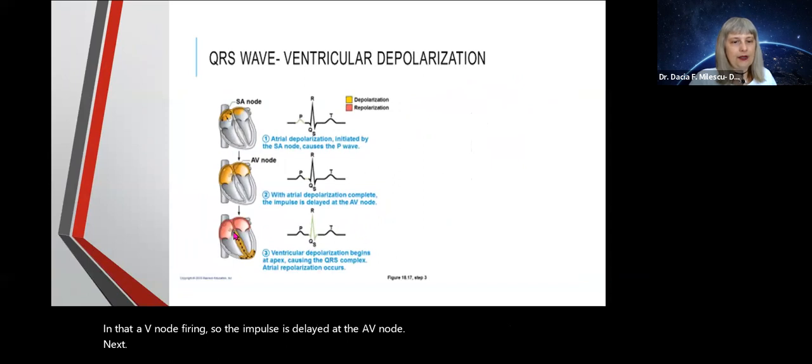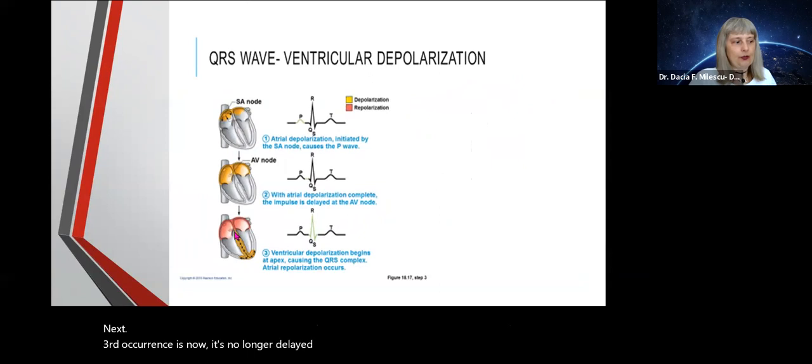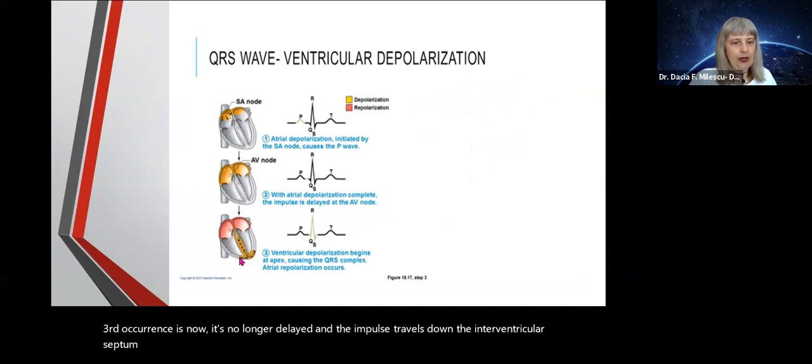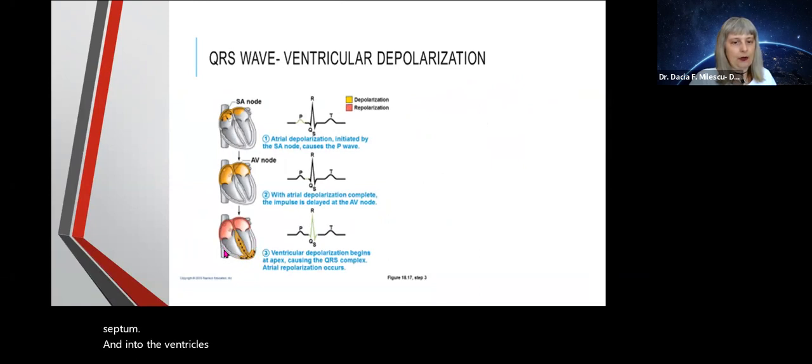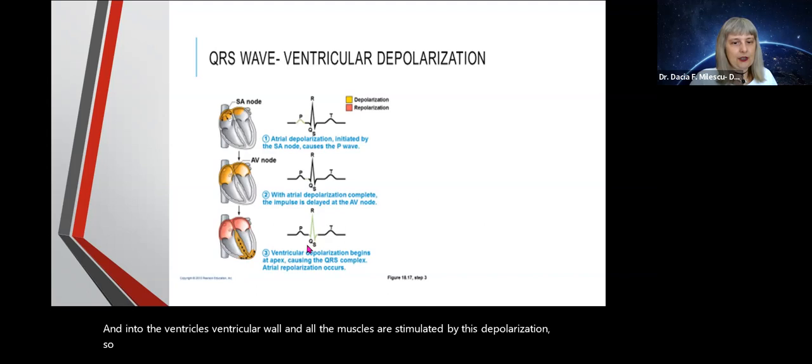Third occurrence is now it's no longer delayed and the impulse travels down the interventricular septum and into the ventricles, ventricular wall, and all the muscles are stimulated by this depolarization. So ventricular depolarization, and it's seen on an EKG as a QRS. And so that is the QRS complex.